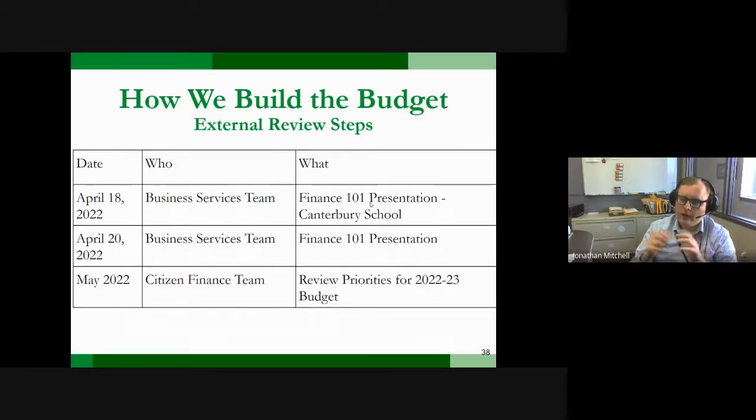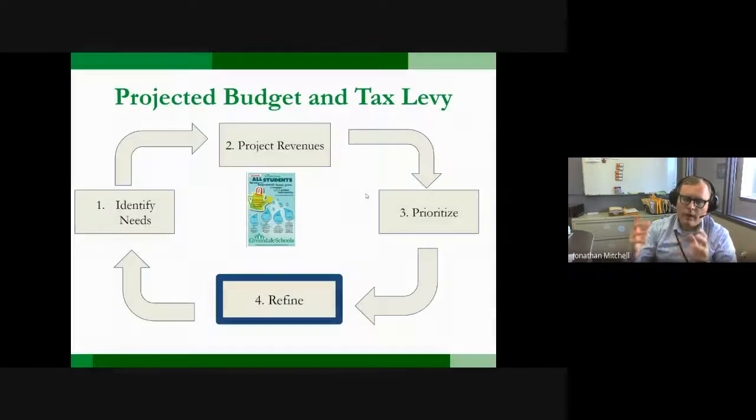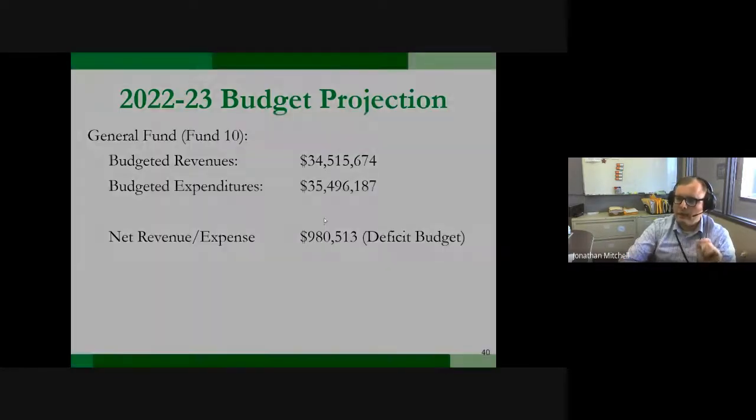And then as we work through the external review steps, having the conversations, we're able to have the conversation here digitally today. And then in May, continuing our work with the citizen finance team, who will also give us input on our budget priorities for 22-23. And so these are all important steps as we work through that refinement, the prioritization, moving to the refinement of the budget for next year, that we are getting different levels of input.